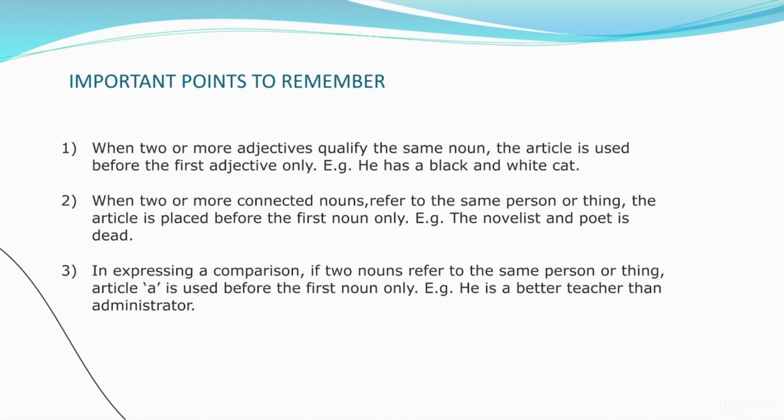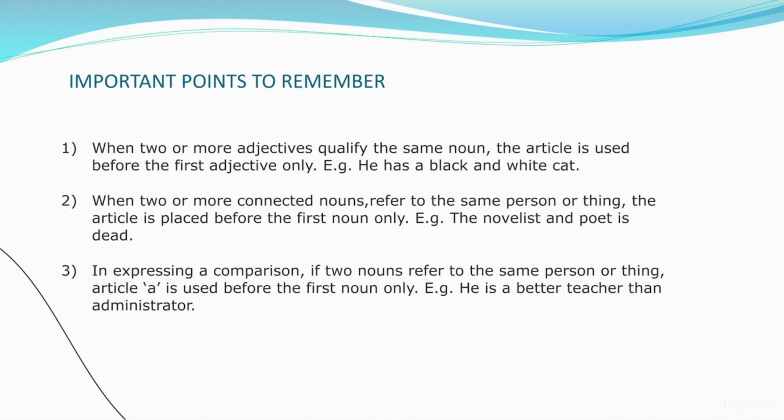Number two, second rule, when two or more connected nouns refer to the same person or thing, the article is placed before the first noun only. For example, the novelist and poet is dead. So here, the novelist and poet is the same person, one person who is a novelist and also a poet. So that person is dead. But if I say the novelist and the poet are dead, that means I am talking about two persons, the novelist and the poet. The two persons are different and they are dead.